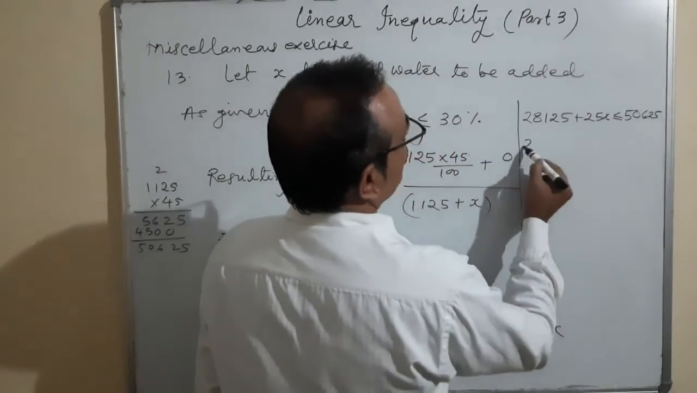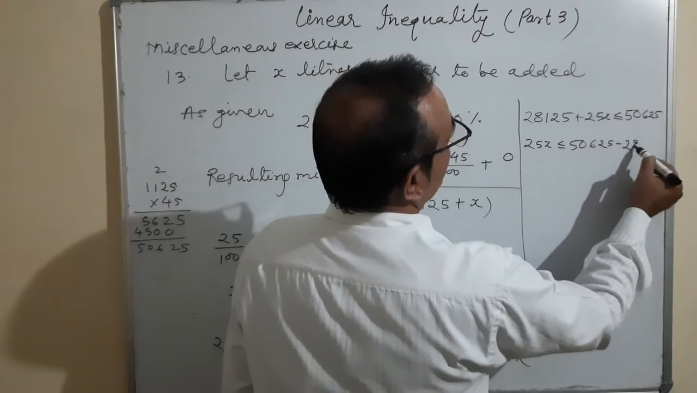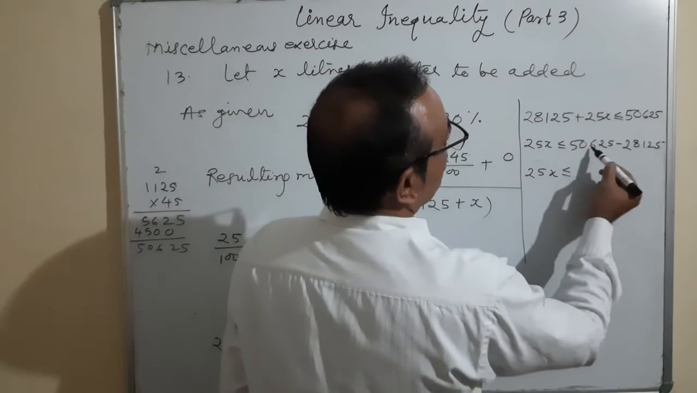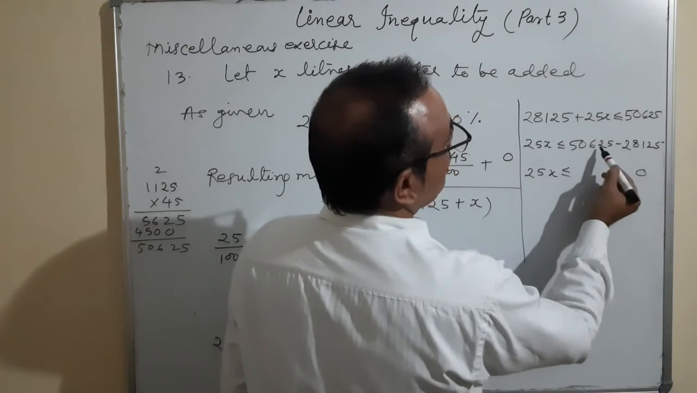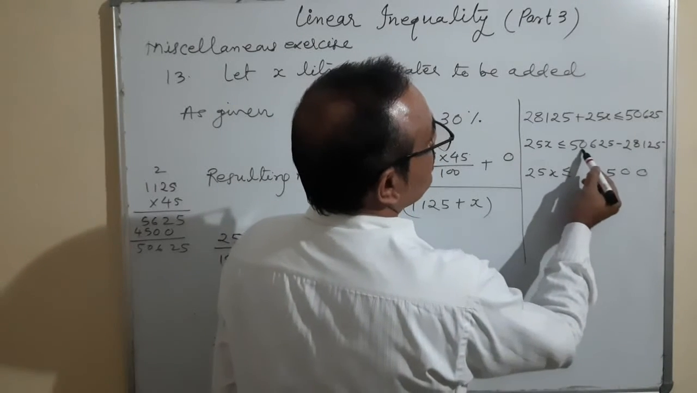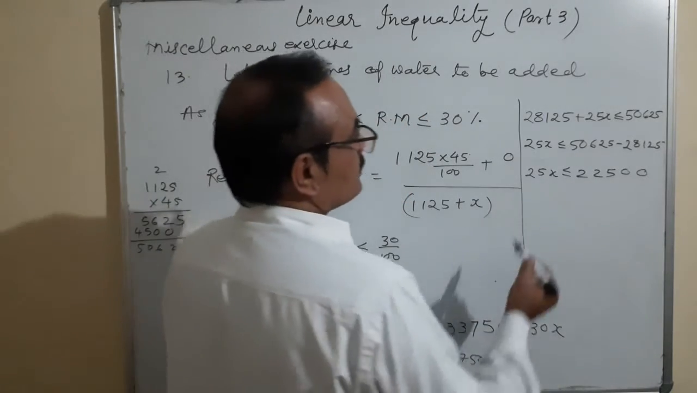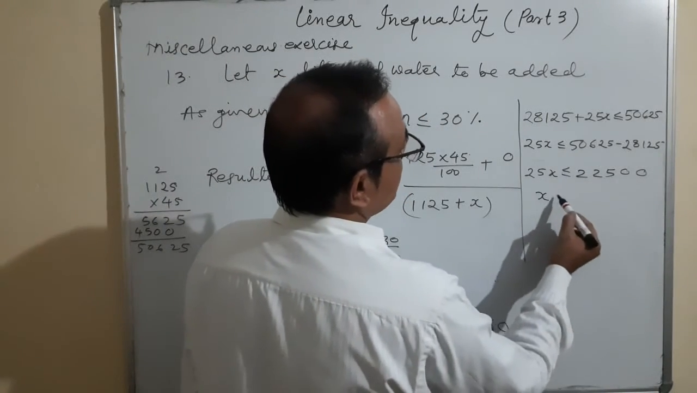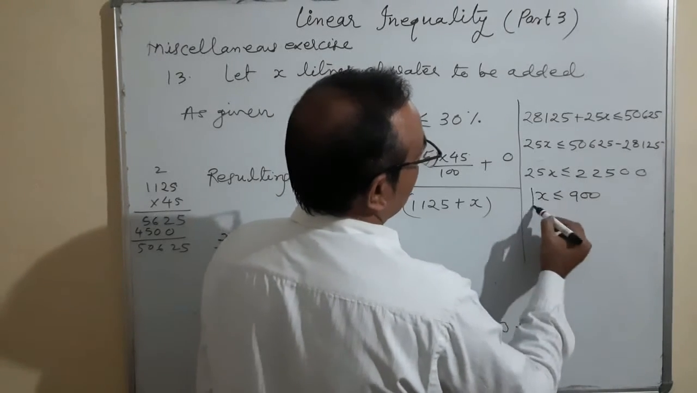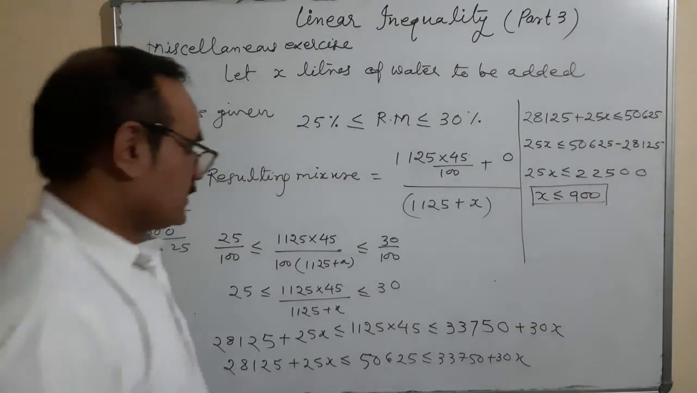5625. So 25x is less or equal to 5625 minus 28125. 25x is less or equal to 325, 5 minus 5, 0, 2 minus 2, it is 0, 6 minus 1, 5, 0, 10 minus 8, 2, 4 minus 2, 2. Okay. So when we divide by 25, x is less or equal to 900.